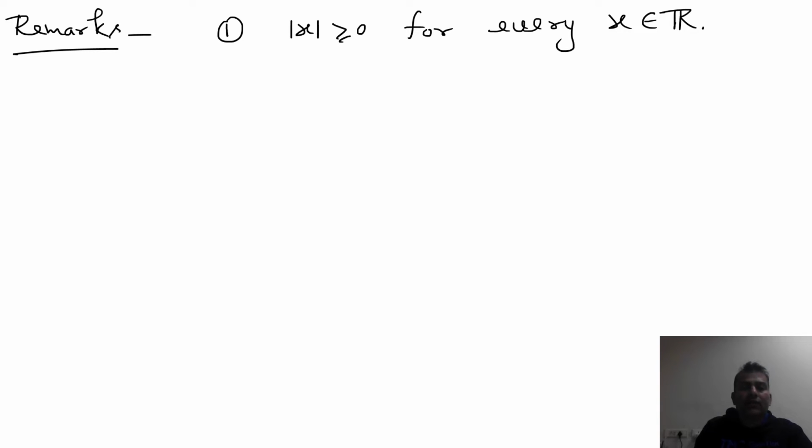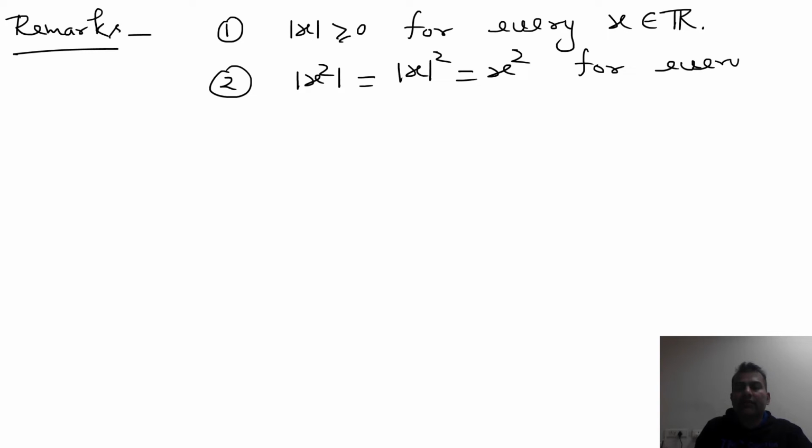Or there can be one more important remark. Mod of x square is same as mod of x square. So it is sometimes important to write down this x square as a mod of x square, and mod of x square is same as x square. It is true for every x belongs to R. So here R is the set of real numbers. There are other remarks also, but I will write only these two remarks.